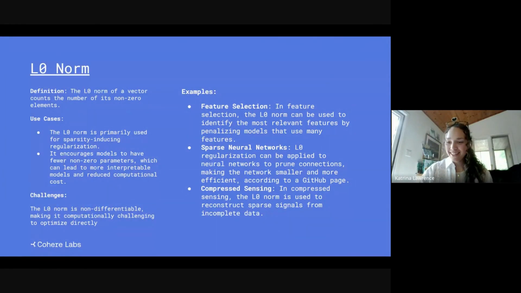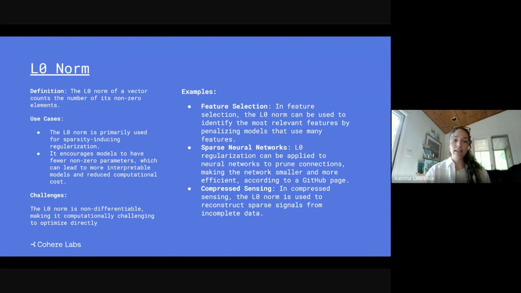Some examples of when we would use this would be in feature selection. This is a huge one. Oftentimes in machine learning, you have various different parameters and features that you're trying to use, and that can make things very computationally heavy. In feature selection, the L0 norm can be used to identify the most relevant features by penalizing models that use too many features. So it really tries to narrow it down. It's also used in sparse neural networks. L0 regularization can be applied to neural networks to prune the connections, making the network smaller and more efficient.